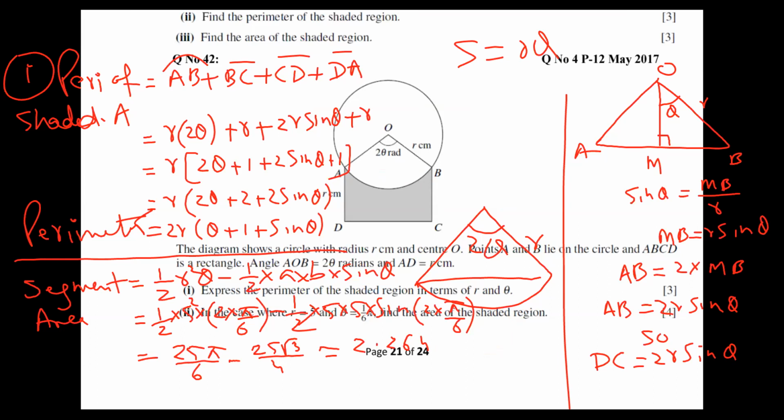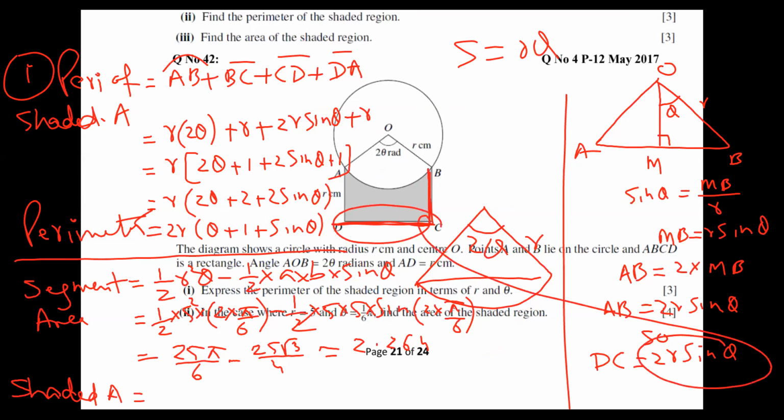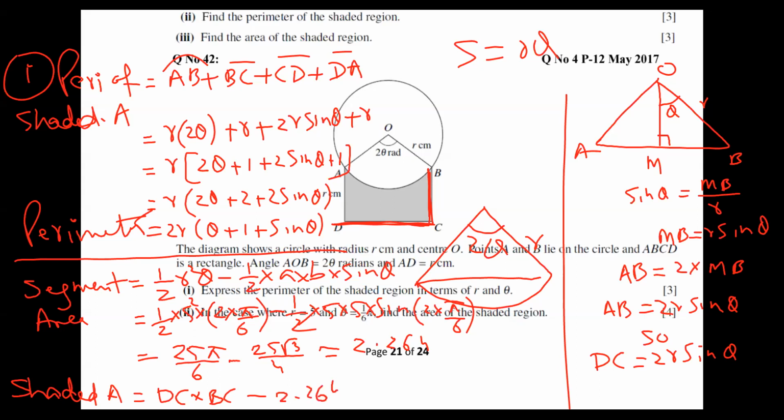Okay. So the rectangle area. So how to get the shaded area? I'm writing in one step, shaded area. So what is the plan? Rectangle. What is a rectangle? Length into width. The length is DC and the width is BC. Okay, DC is given here. I repeat, DC times BC, minus 2.264. Why? Because we have the segment area. Okay. What is DC? DC is this one.